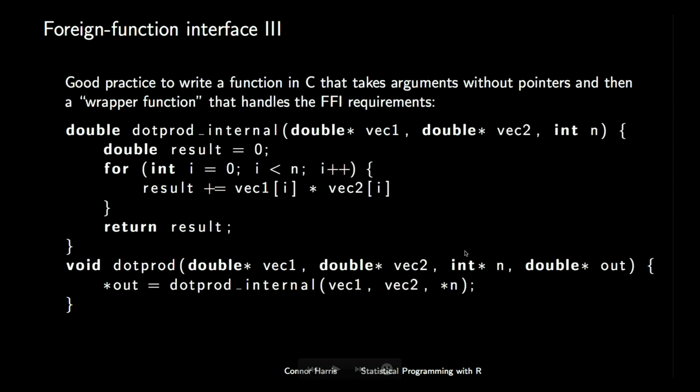And it can be good practice if you're going to do this to write two separate C functions. One of them just takes the arguments and the types that they would ordinarily be in C. So it takes array arguments as pointers, but single value arguments like n, it just takes as values by copy without pointers. And then it doesn't have an explicit out pointer. And then you can have a different, basically, wrapper function that handles the requirements of the foreign function interface for you.